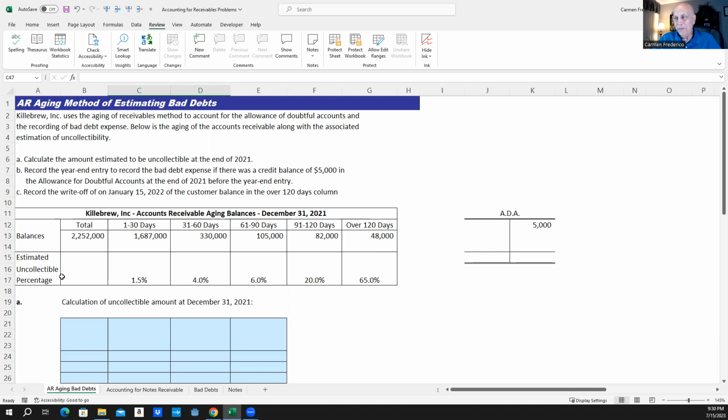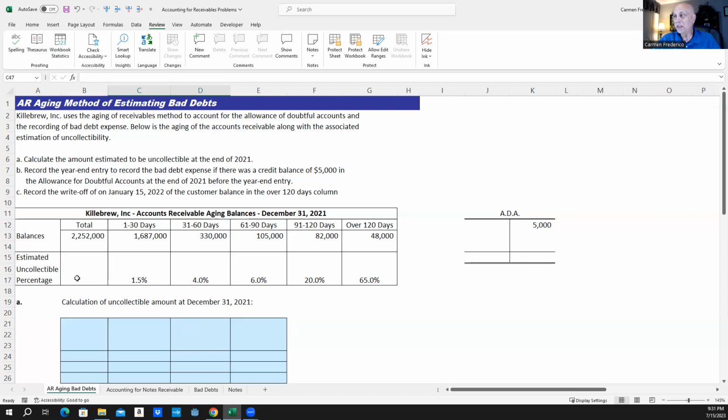Okay. So then look below here, we have estimated uncollectible percentages. What this company is saying, based upon history, based upon what they believe about their customers, how the customers behave and their paying patterns and all that good stuff, is that anything that's a current invoice has a 1.5% chance we'll never see the money again. In the 31 to 60 day range, there's a 4% chance we'll never see that money. When it gets to be 61 to 90 days, there's a 6% chance. When it gets to the 91 to 120, a 20% chance. And as you see, if it's greater than 120 days, there's a 65% chance we'll never see that money. Again, these are estimated uncollectible percentages. It's not cast in stone. Hopefully we'll collect this money, but you're going to see when we get to part C, we didn't collect it.